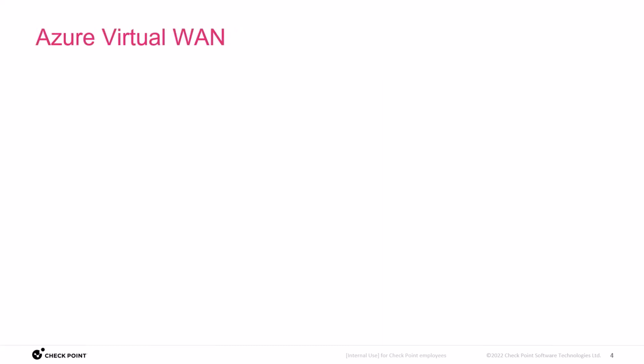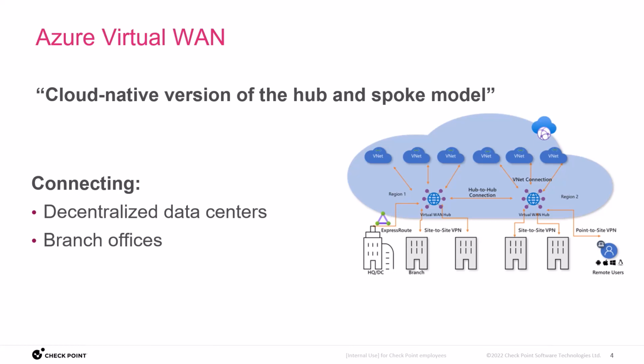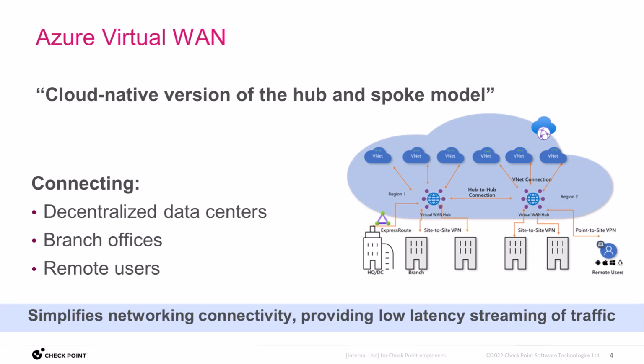We like to think of Azure Virtual WAN as the cloud-native version of the hub-and-spoke model. It connects decentralized data centers, branch offices, and remote users in a more intuitive way, simplifying network connectivity and providing low-latency streaming of traffic. Now let's see a demo of Checkpoint's security solution in action.